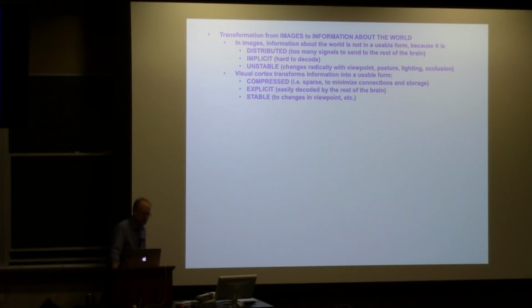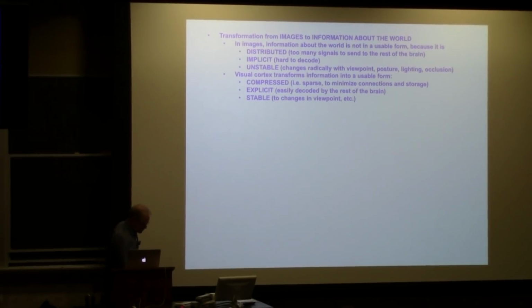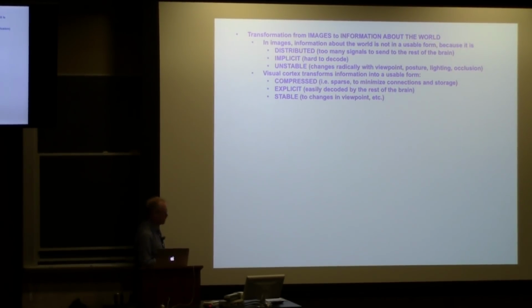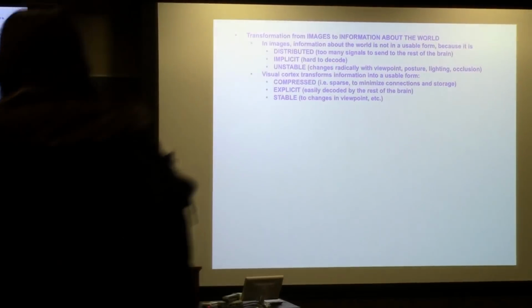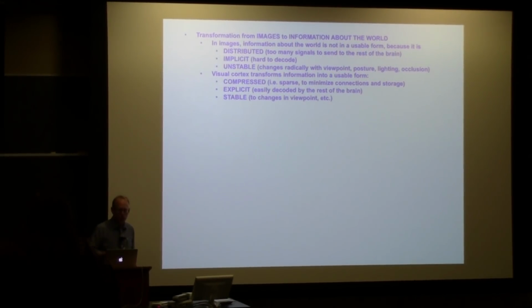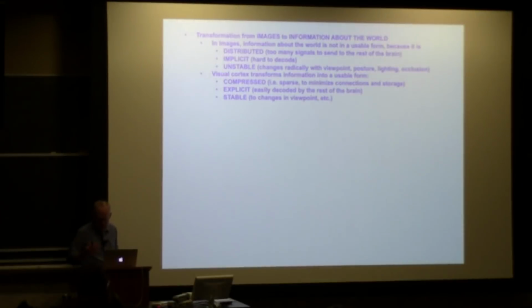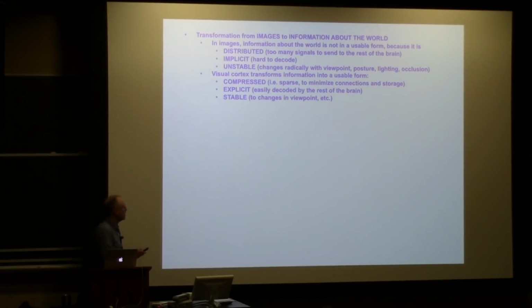This is our second lecture on vision. And last time I emphasized the importance of this slide in the handout because for me the main points in both these lectures have to do with the way that the visual system transforms relatively useless information in images. Useless because it's so distributed across many channels, so implicit, hard to read, and so unstable.